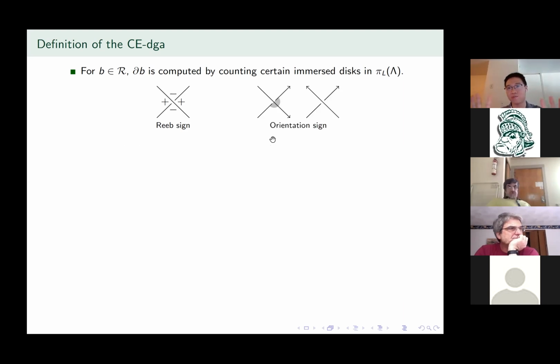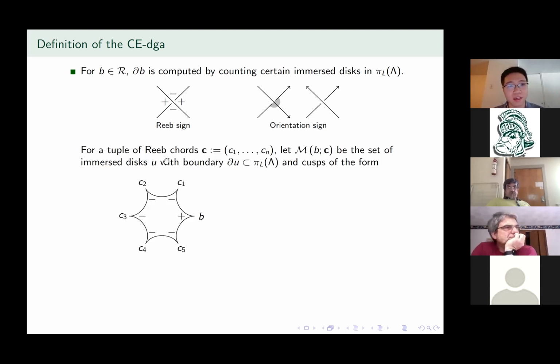So there are two packages of data. Rip signs only depend on the overstrand and understrand, so the position of the overstrand and understrand, and the orientation sign depends on orientation. Okay? And so now, fix a ripcord B first. So that's the one that you want to compute the partial.